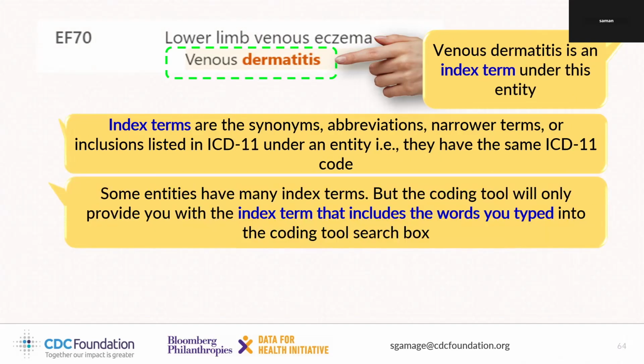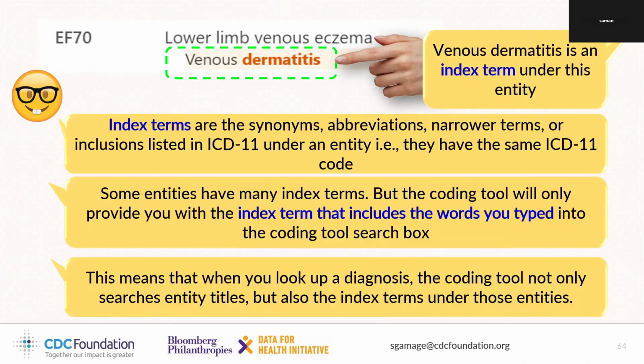Some entities have many index terms, but the coding tool will only provide you with the index term that includes the words you typed into the coding tool search box. This means that when you look up a diagnosis, the coding tool not only searches entity titles, but also the index terms under those entities.